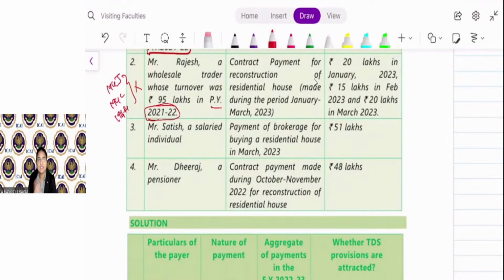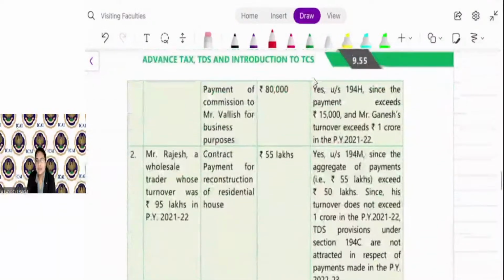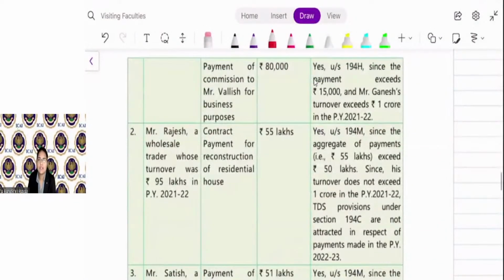Why? Because in previous year, that is 21-22, turnover of Mr. Rajesh is less than 1 crore. Now let us discuss whether 194M is applicable or not. So here the consideration paid is more than 50 lakhs. So TDS is required to be deducted under section 194M.